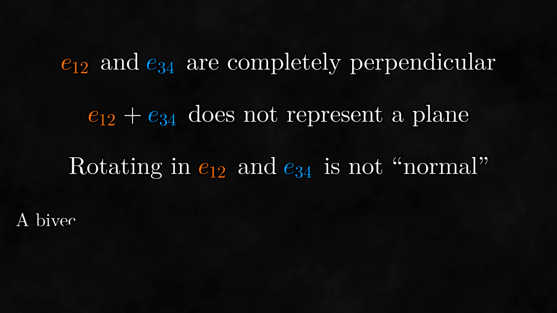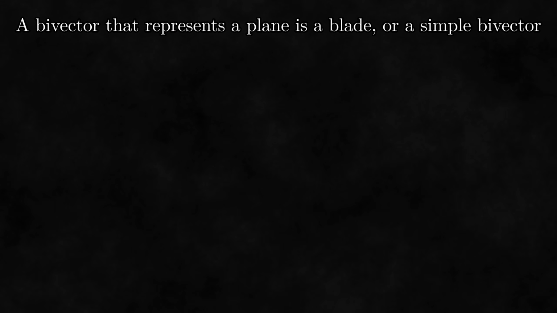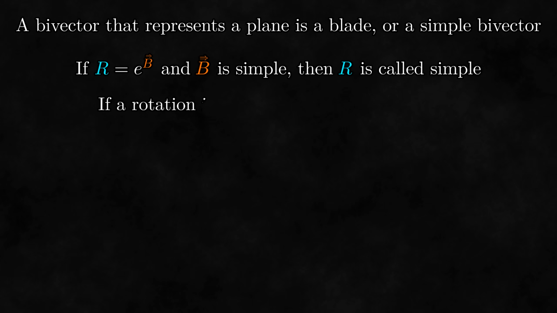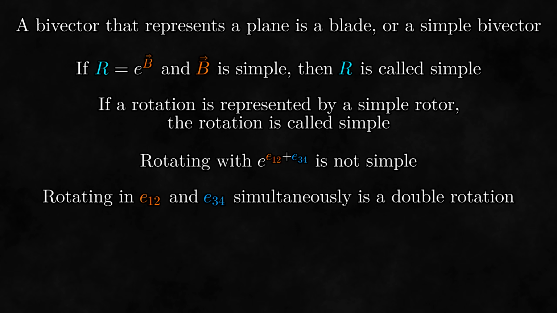Recall from Chapter 2 that the bivectors that do represent planes are called blades. We also call them simple bivectors. We can extend this simple terminology to rotors and rotations too. If a rotor can be written as the exponential of a simple bivector, we say that the rotor is simple as well. If a rotation is represented by a simple rotor, we call the rotation simple too. Rotations such as the one created by exponentiating E12 plus E34 are not simple rotations. In this particular case, because we are rotating in two planes, we call this rotation a double rotation.